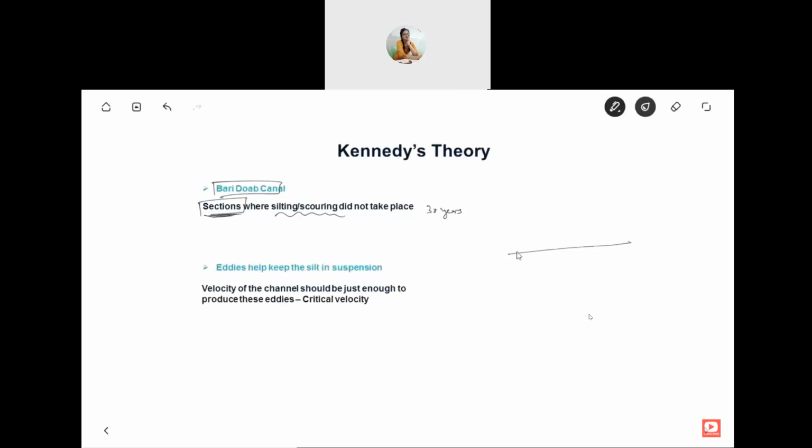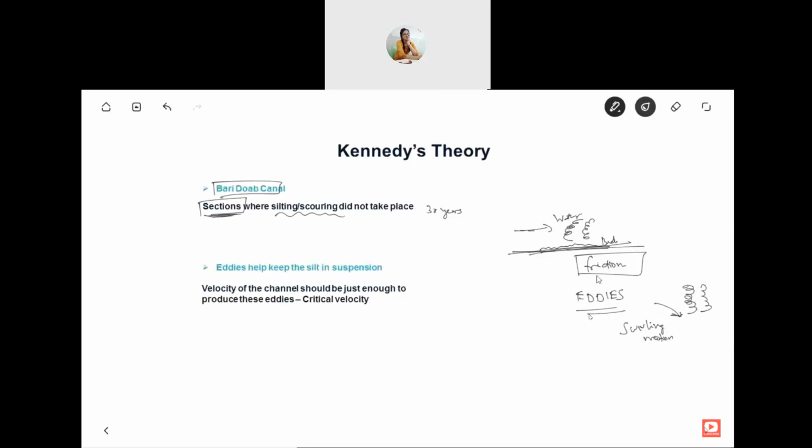When water is flowing, suppose this is the bed of the channel and water is flowing. So when water is flowing, it rubs against the bed. So there is friction happening. This water rubs against the bed, so friction happens, and because of which vertical eddies are formed. Eddies are nothing but a swirling motion. You might have often seen this motion where when the water rubs against the bed, this kind of energy forms, like the water swirls up.